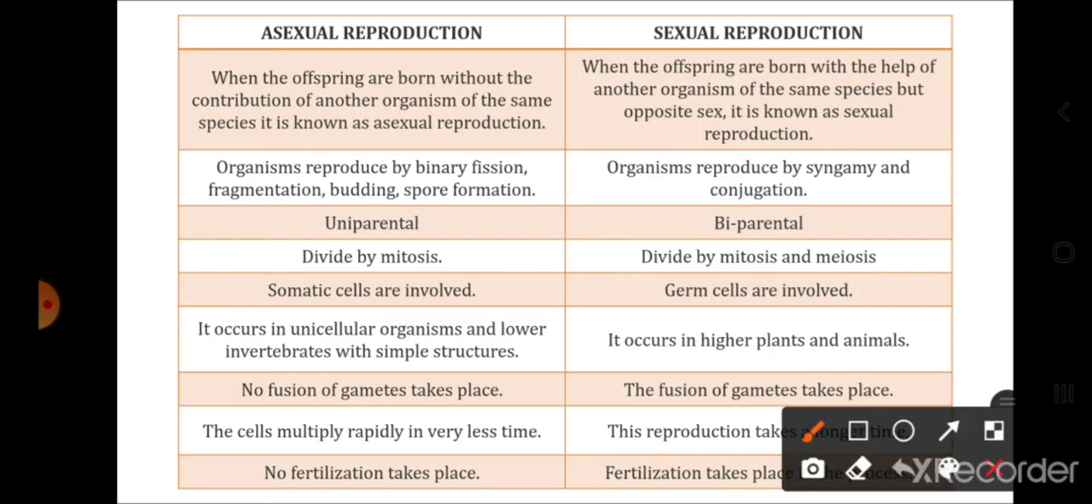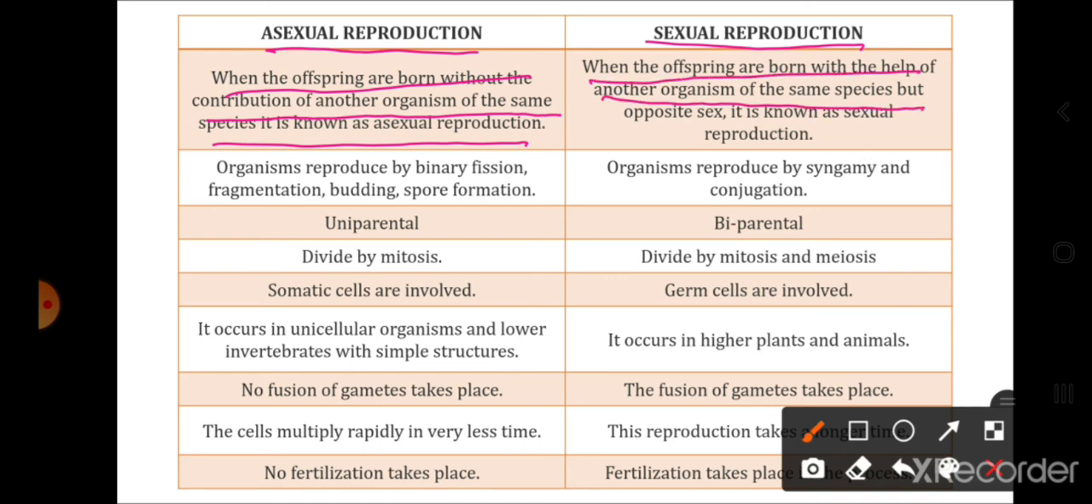Now these are some of the differences between asexual and sexual reproduction. When the offspring are born without the contribution of another organism of the same species, it is called asexual reproduction. That is, only one organism is involved, whereas when the offspring are born with the help of another organism of the same species but of opposite sex, it is called sexual reproduction. Organisms reproduce asexually by binary fission, fragmentation, budding, spore formation, etc. Normally in sexual reproduction there will be syngamy, and another type is conjugation.